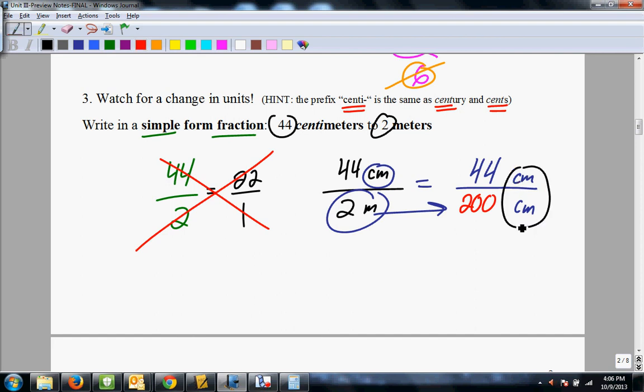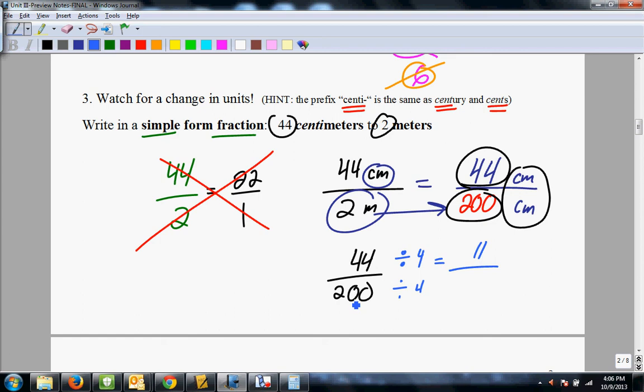Now that our units are the same, we want to reduce our fraction. So I'm going to have 44 and 200, and I want to divide them both by the same number, so I'm going to divide by 4. And I get 11 over 50. And you ask yourself, can you divide both of them by anything else? The answer is no. So this is the correct reduced fraction, not 22 over 1. So watch out for units.